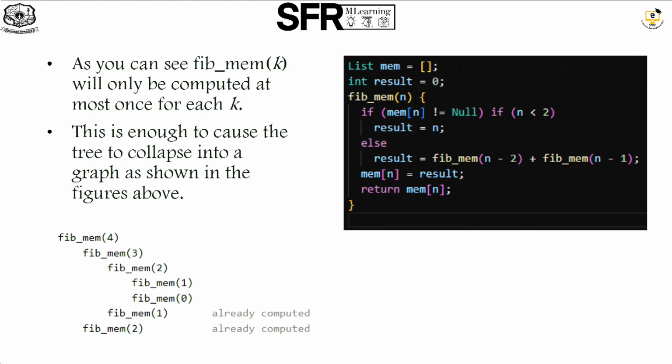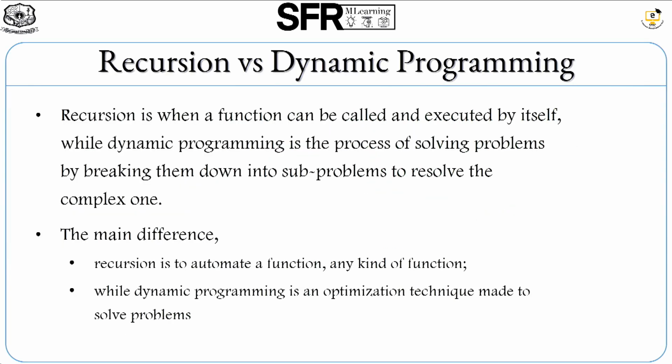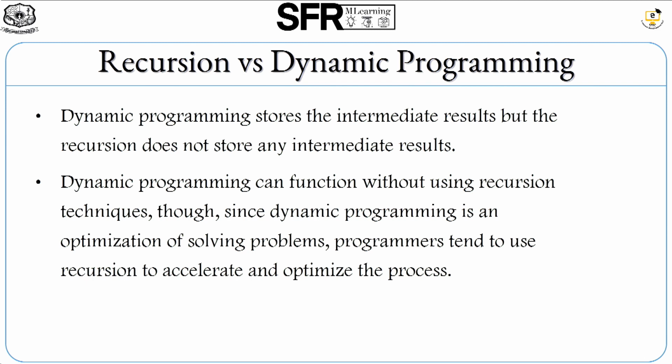In both programs, the first program and the second program, we store the result intermediately. But a pure recursion program doesn't store any intermediate result. And dynamic programming can function without using recursion techniques, but to solve optimization problems, many programmers tend to use recursion to optimize the process.